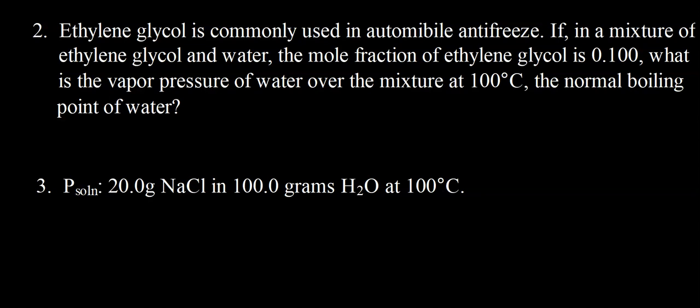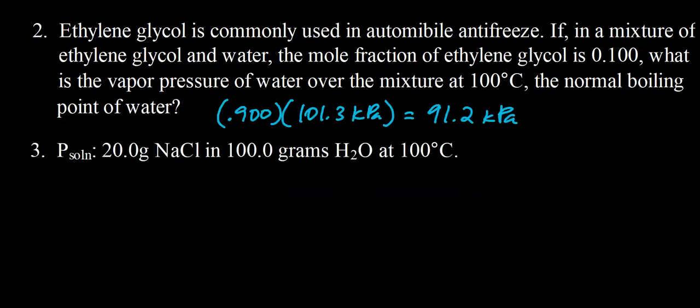So we have water at 100 degrees Celsius. You should know the vapor pressure of water at 100 degrees Celsius. Go ahead and plug in your information, pause the video, and see what you get. All right, so of course, water at 100 degrees has a vapor pressure of 101.3 kilopascals. And so this solution, of course, is going to have a vapor pressure of less than that. So dissolving a substance lowers the vapor pressure. This is important as we work towards thinking about boiling point of solution. So 91.2 kilopascals.